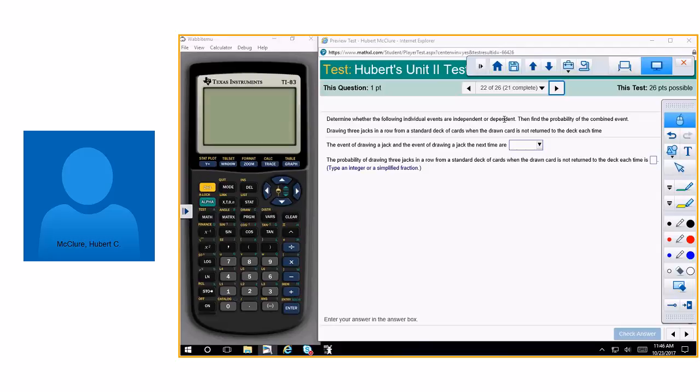But then find the probability of the combined event drawing 3 jacks in a row from a standard deck of cards when the drawn card is not returned to the deck each time. All right, so there it is. There's the question.